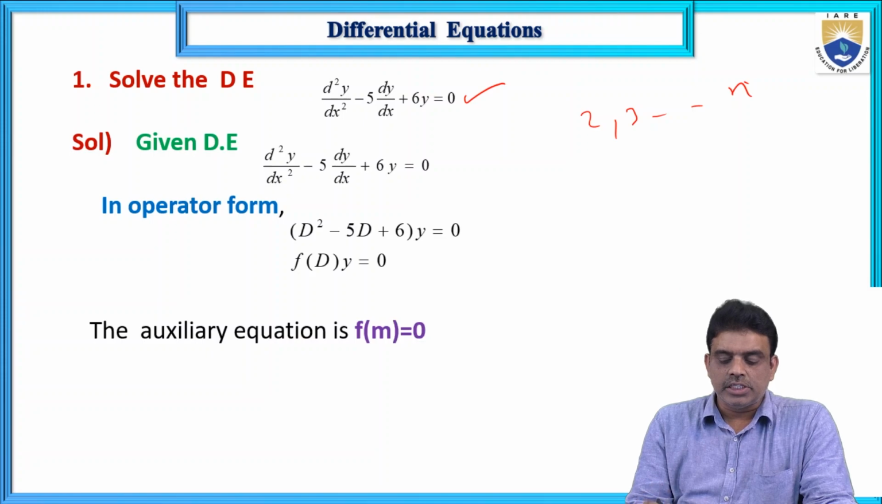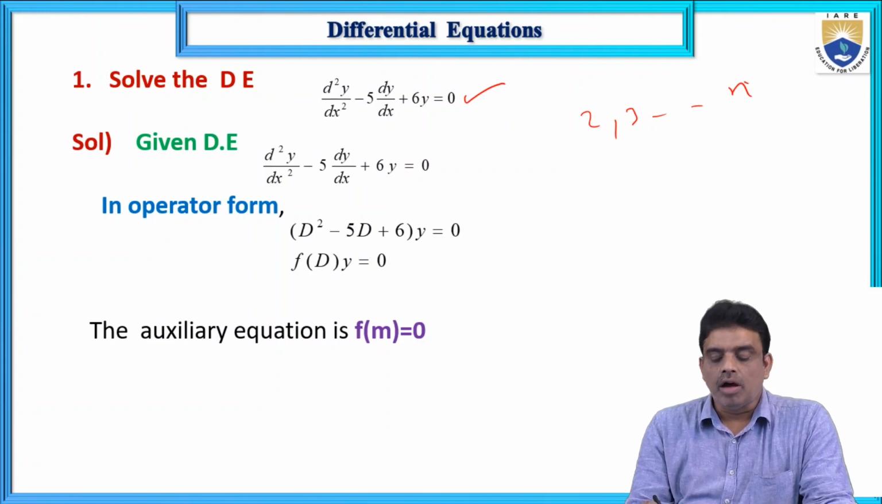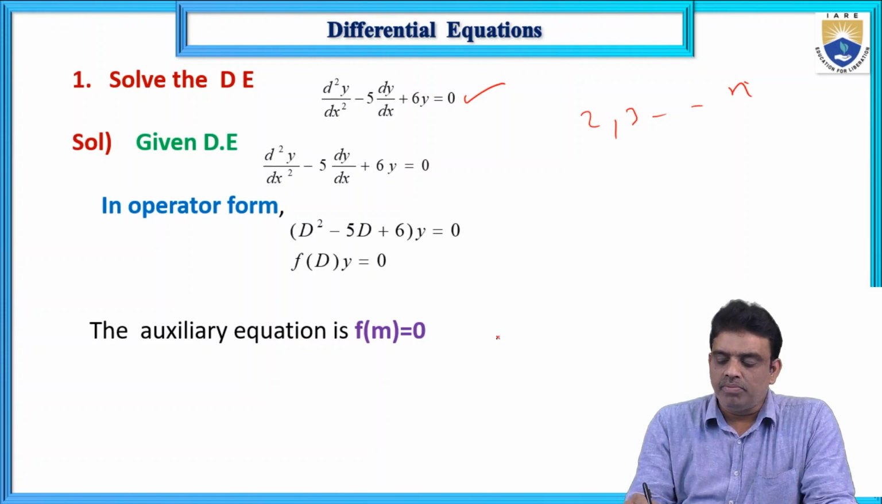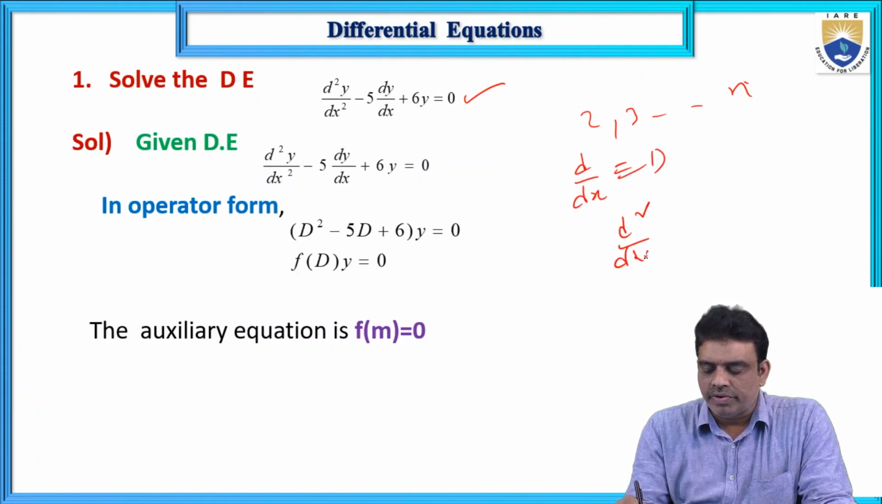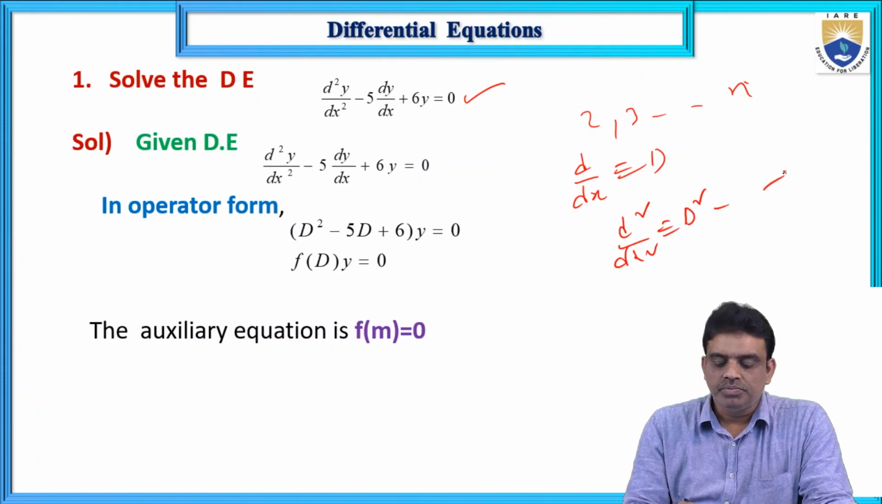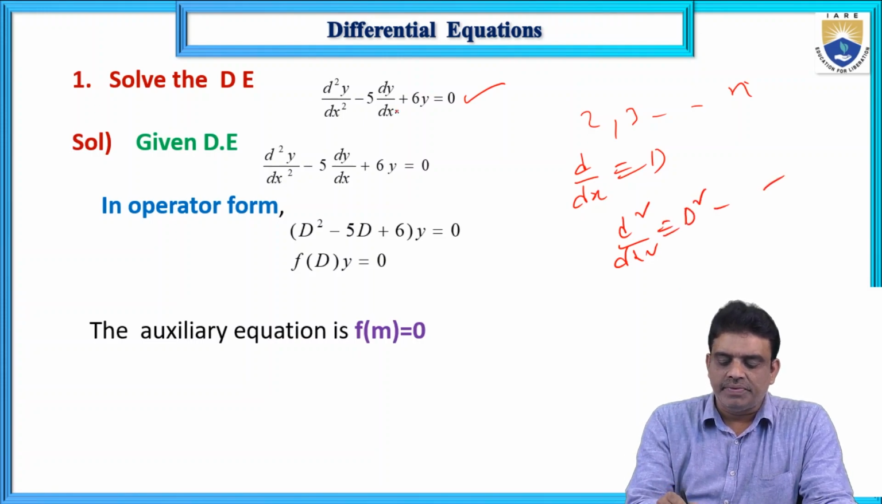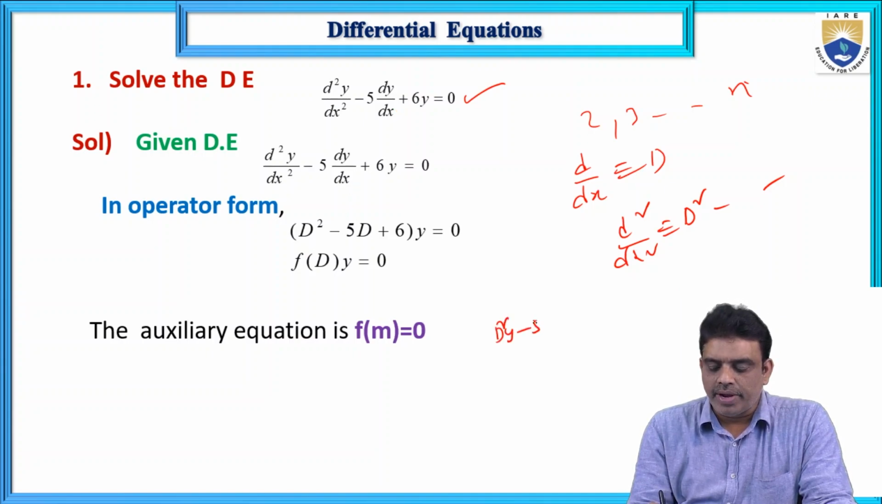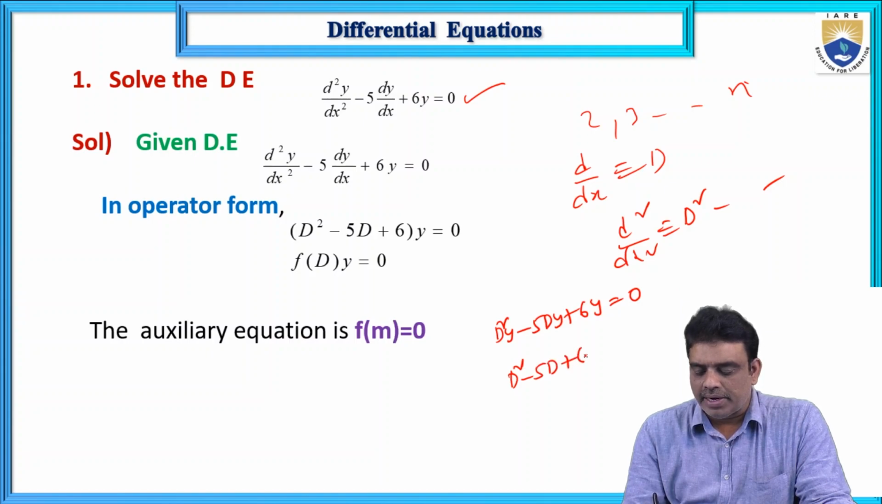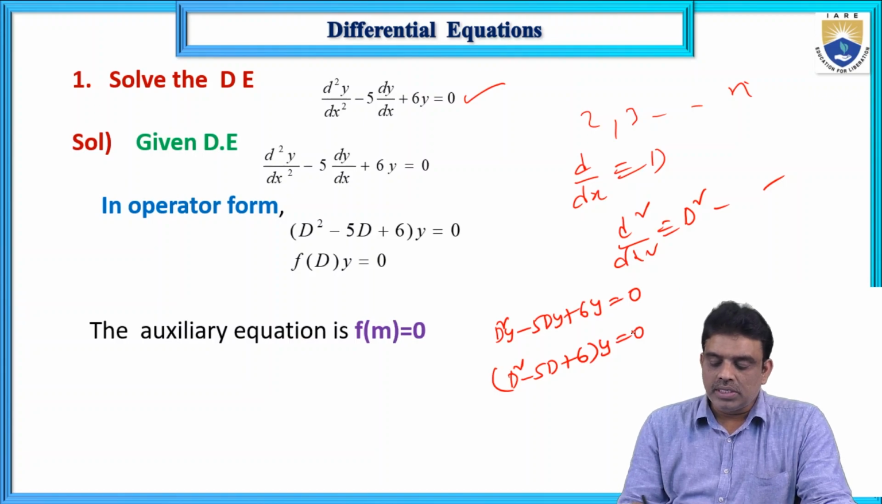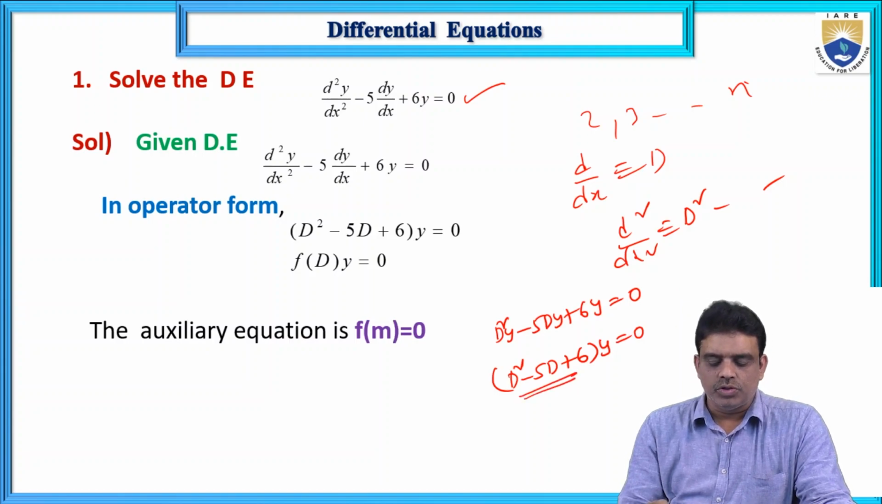So if the equation is in this format, first write it in operator form. In operator form, we write d by dx as capital D and d square by dx square as capital D square, etc. On writing in operator form, the equation becomes d square y minus 5 dy plus 6y is equal to 0. Or I can write d square minus 5d plus 6 of y is equal to 0. So this is f of d of y is equal to 0.